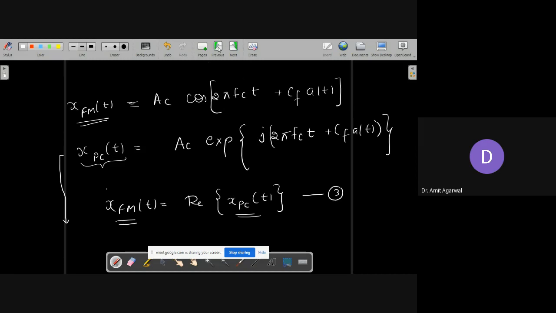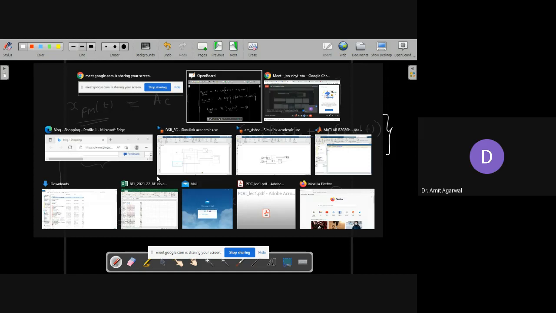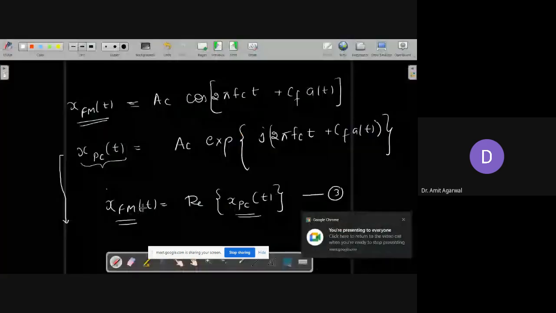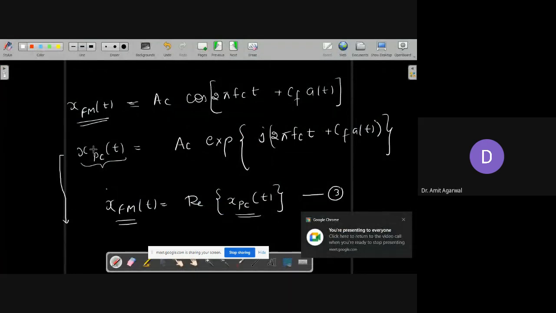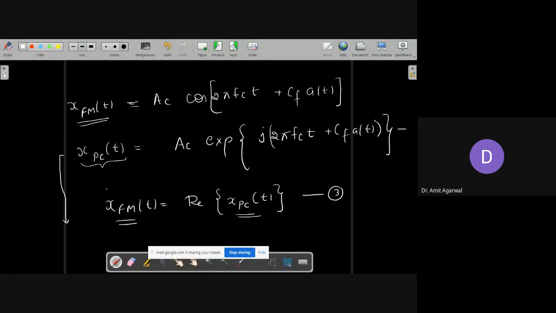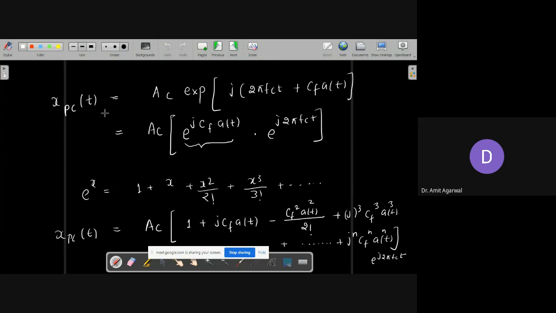In order to analyze the bandwidth of the frequency modulated signal, we first define a complex passband signal xp(t) like this. Our xp(t) is Ac exponential of j 2 pi fc t plus cf a(t). After a very trivial manipulation, we can write xp(t) as Ac e to the power j cf a(t) into e to the power j 2 pi fc t.